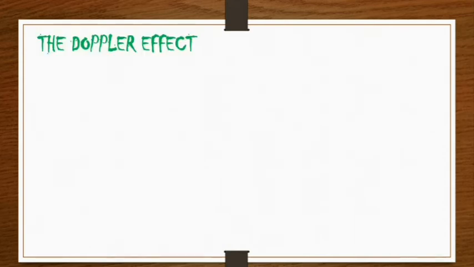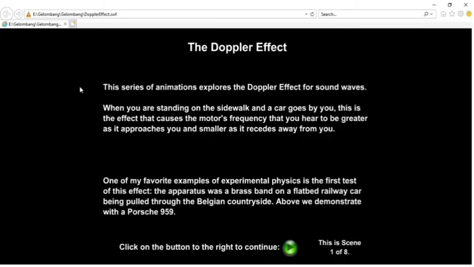Another phenomenon that we can observe about sound wave is the Doppler effect. There may be times when you observe phenomena like this. When you are standing on the sidewalk and a car goes by you, this is the effect that causes the motor's frequency that you hear to be greater as it approaches you and smaller as it recedes away from you. This is called the Doppler effect.